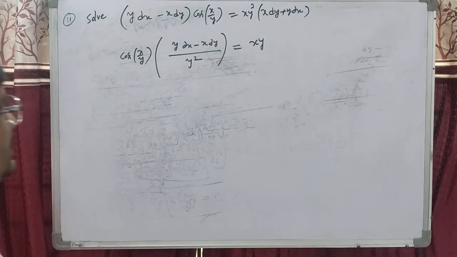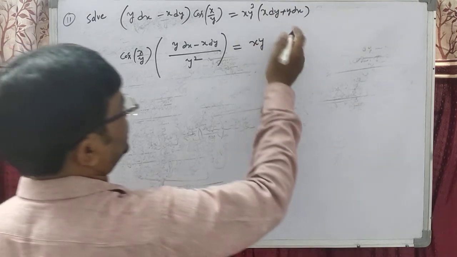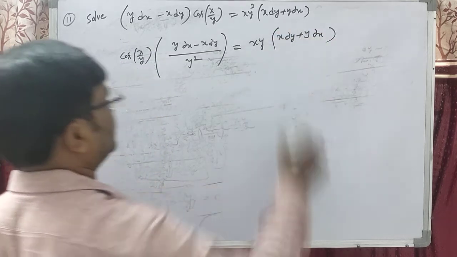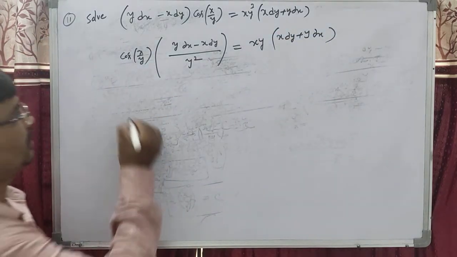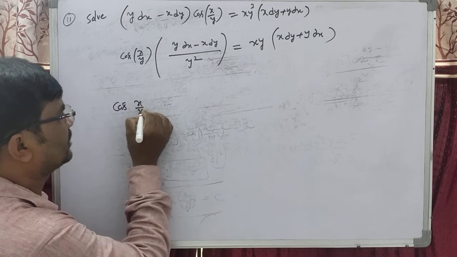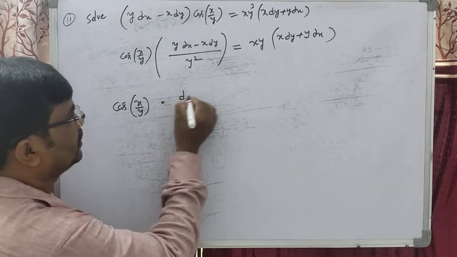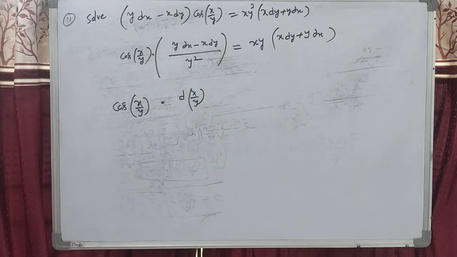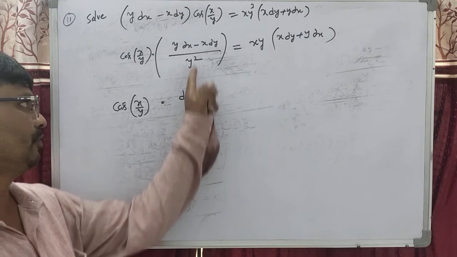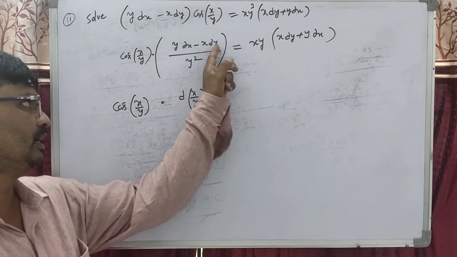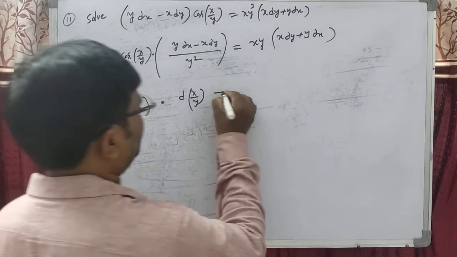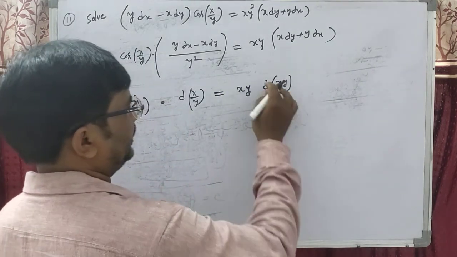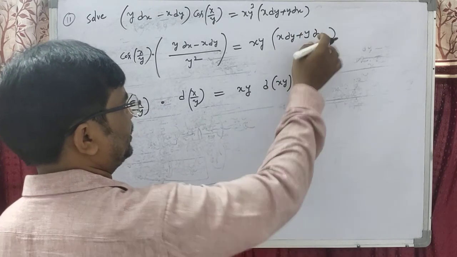How to write the next one? This is x dy, y dx. My dear students, I can write this as x by y into, this is the formula of the derivative of x by y: y into the derivative of x dx minus x into the derivative of y dy by y square. That is, y into the derivative of x dx and x into the derivative of y dy.